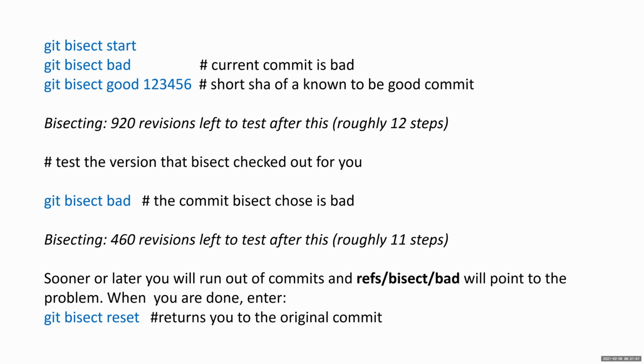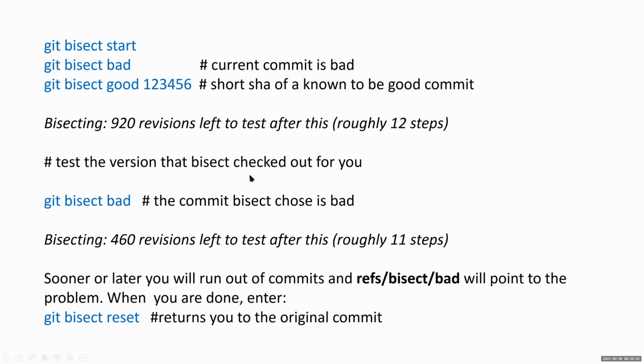Well, you use bisect. The commands are git bisect start, that starts the process, and then git bisect bad. And that says my current commit, my latest commit, is not working. And then you find the SHA of a commit that's known to be good, like last Wednesday, and you put that in as git bisect good. And you will see it say something like this: bisecting, 920 revisions left to test after this one, which will take roughly 12 steps. So we really have a lot to go through.